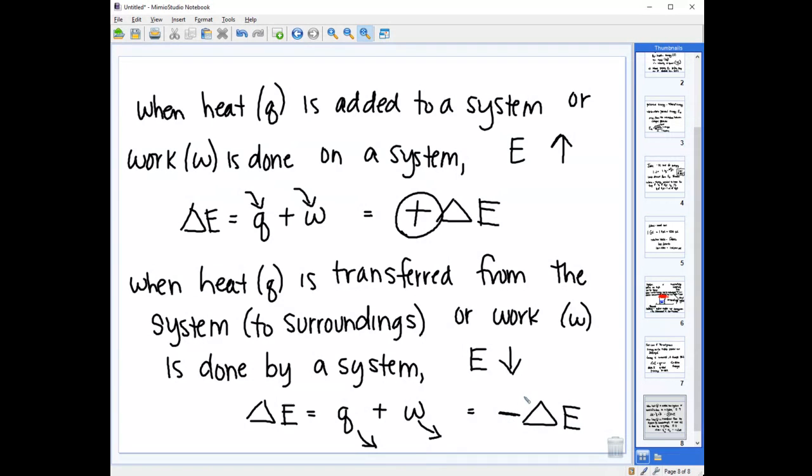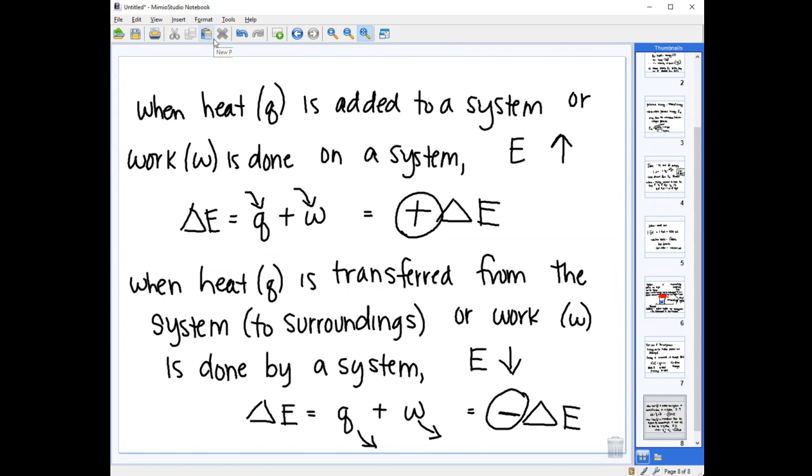That's not saying we have negative or positive energy, and that's not saying that we're gaining or losing energy. Remember, we can't create or destroy energy. What we're saying here is that energy is being added to the system, so the energy of that system can increase, or work is being done by the system, then the energy of that system is going to decrease.